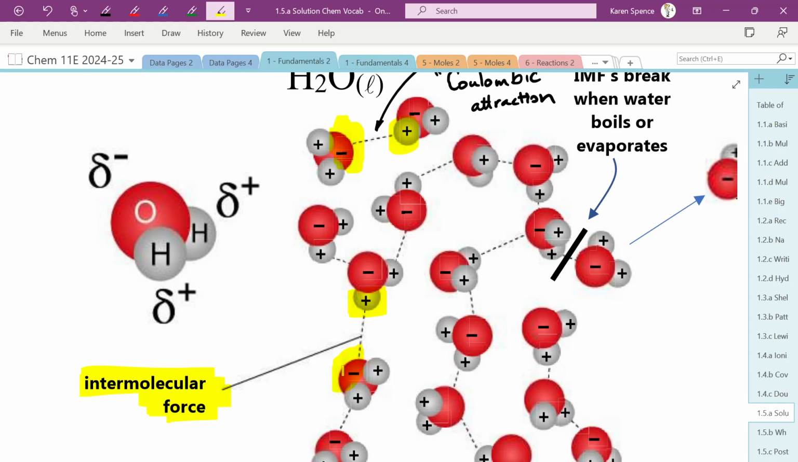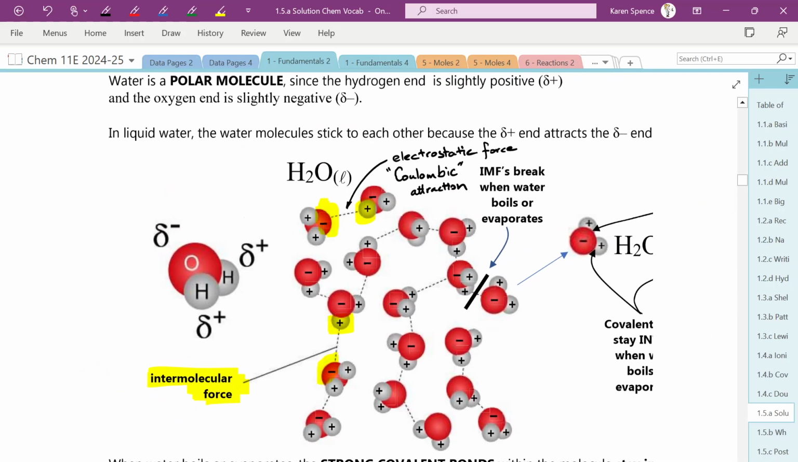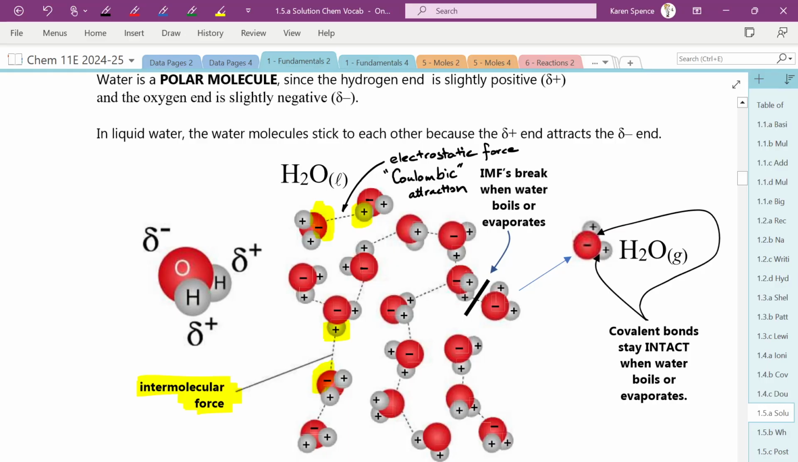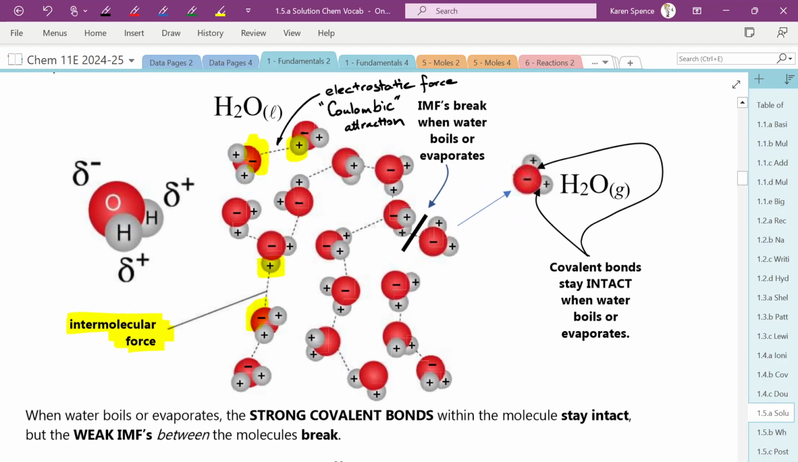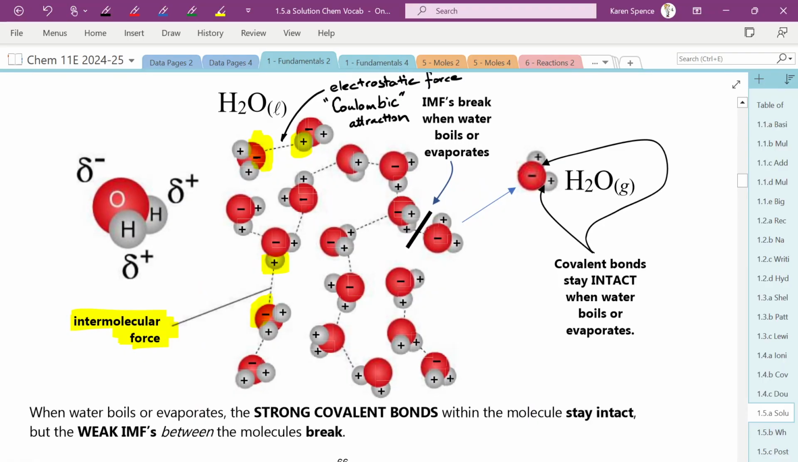Yes? Okay. So there we have our water. Because it is a polar molecule with a slightly negative end and a slightly positive end, it sticks to itself via those intermolecular forces. Now, when water boils, we also, within the water molecule, we have a covalent bond holding the hydrogen to the oxygen.